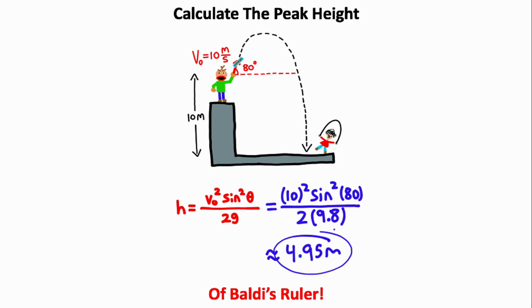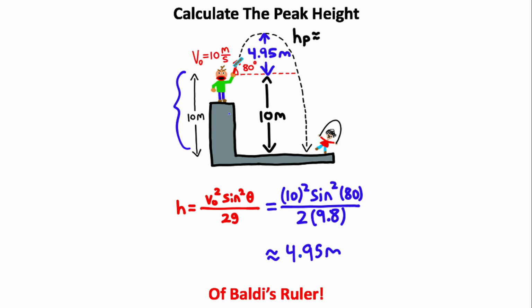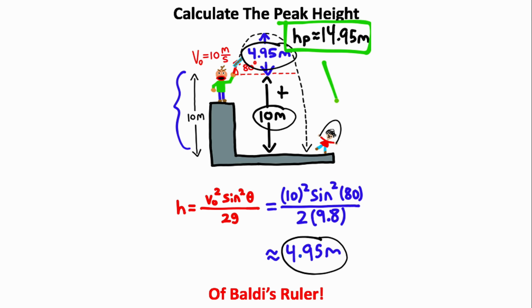Now, this is not the final answer, because all this does is calculate the height assuming ground level. We need to add this 10 meter height. So the true peak height is going to be the 4.95 meters plus this 10 meter displacement, which is 14.95 meters. So 14.95 meters is the answer to the problem.